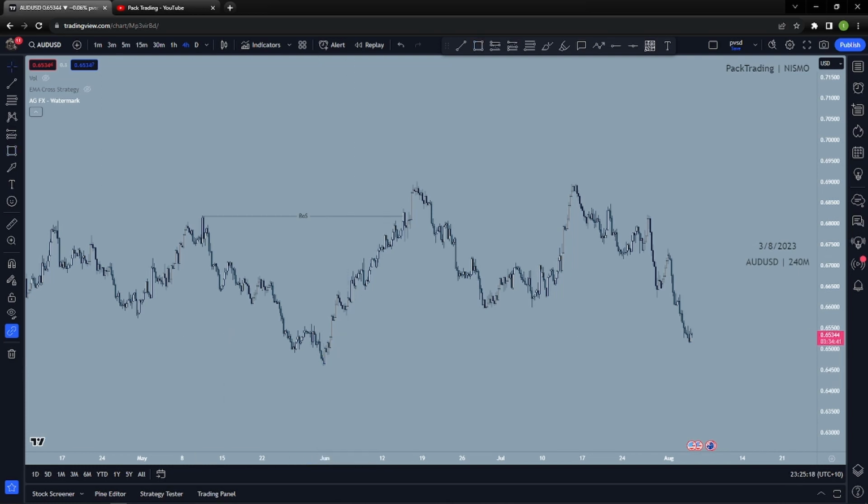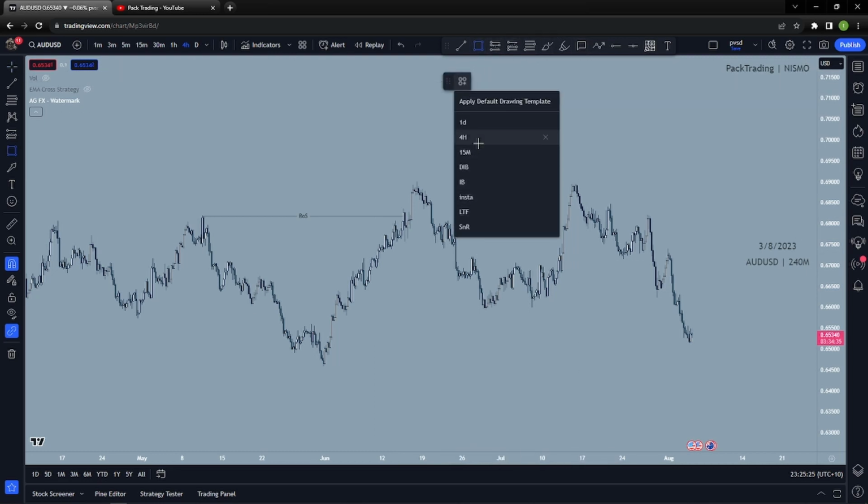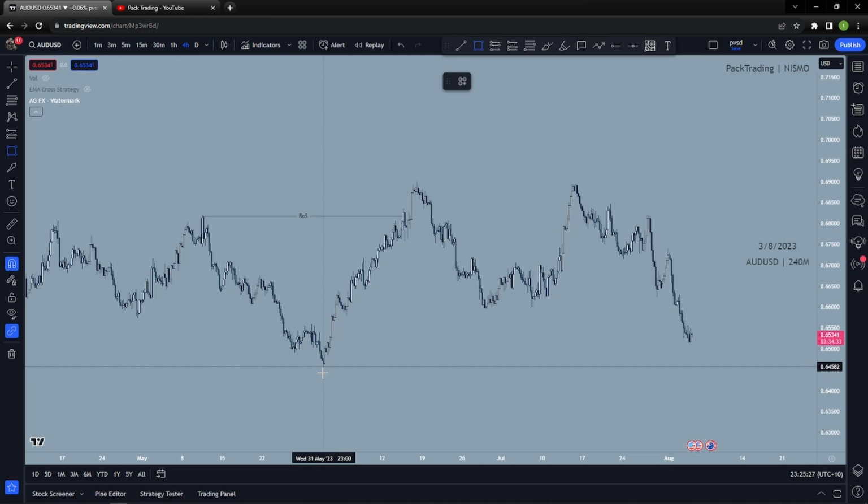Oh, wait, you know what? I'm gonna put my magnet on. Sorry, guys. Okay. So we'll mark this as the extreme. All right, that's our 4 hour extreme.